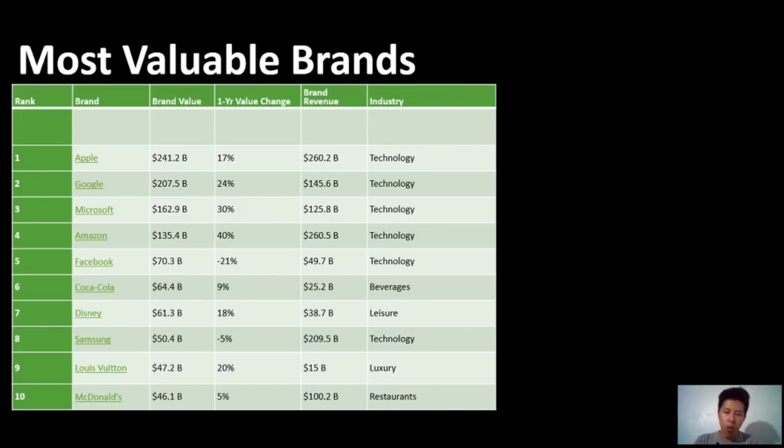We have Coca-Cola, once the most valuable brand in the world, now at number 6. Then we have Disney at 61 billion. And we have Samsung at 50 billion, Louis Vuitton at 47 billion, and McDonald's at $46 billion. Now, if you look at this, most valuable brands are categorized in the technology industry. And so the trend today is more on technological advancement. And so that's the reason why the most valuable brands in the world are those in the technology industry.